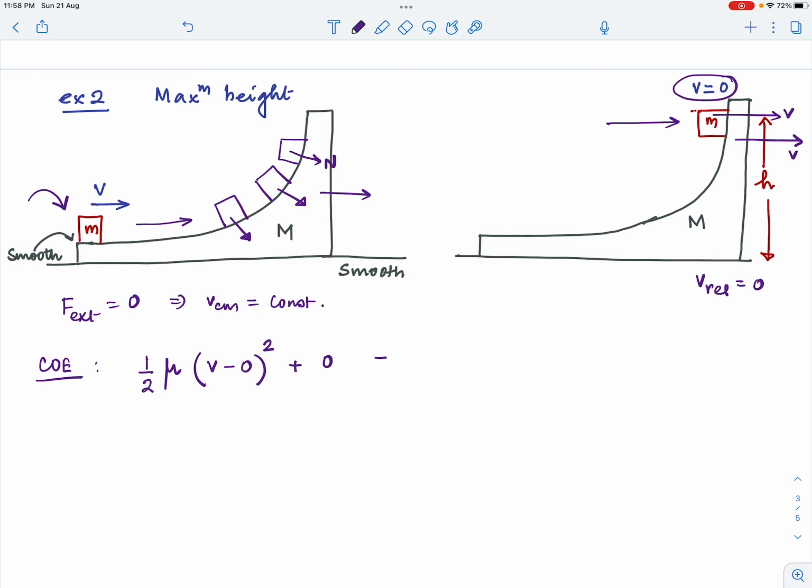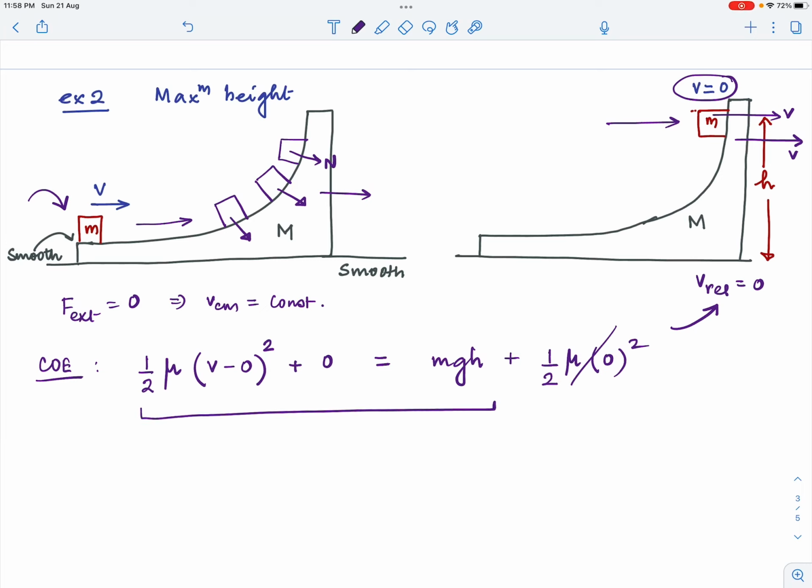So, 0, this is equal to, on the right side when the block reaches a height h, it will have a potential energy of mgh, plus understand that now this term which is half mu into v relative squared will become 0 now, because v relative is 0 at this position. So, this term is 0 and we already have only one term on the left side. So, see that we can easily solve this equation to get the value of h.